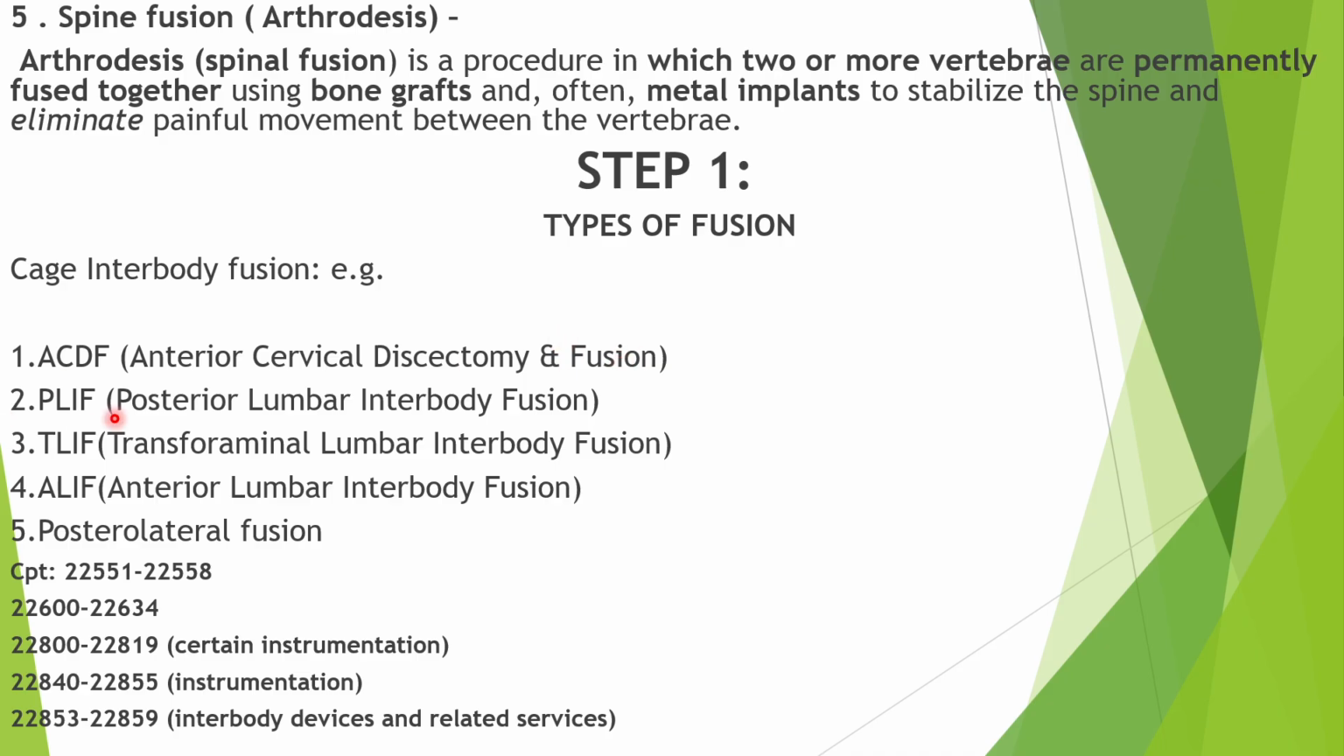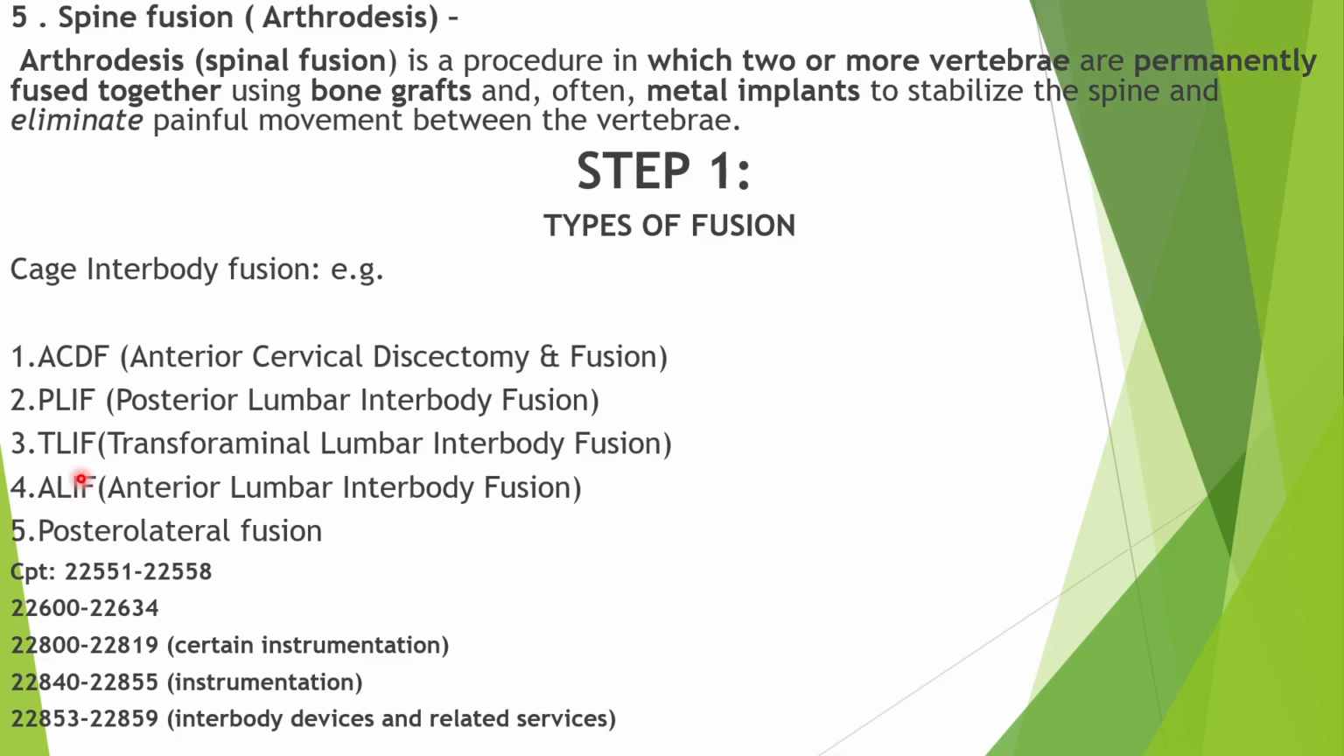That's why it's fusion. Now next is PLIF. The spine region is lumbar, and the approach is from the backside, or posterior. It is a procedure to remove the damaged lumbar disc from the back and insert a cage or a bone graft to stabilize it with screws or rods, which is used for degenerative disc disease, spinal instability, etc.